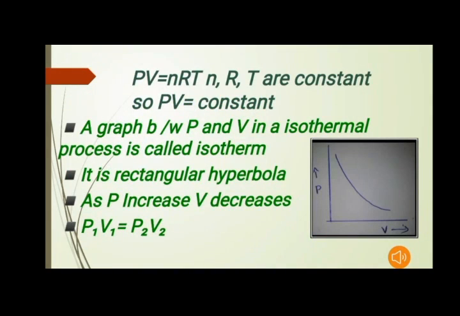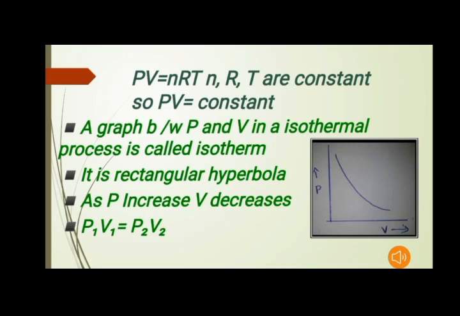PV is equal to nRT, and this is the ideal gas equation. Here P is the pressure, V is the volume, n is the number of moles, R is the universal gas constant, and T is the temperature. Here, n and R and also T, since it is an isothermal process, are constants. So, PV is equal to a constant.